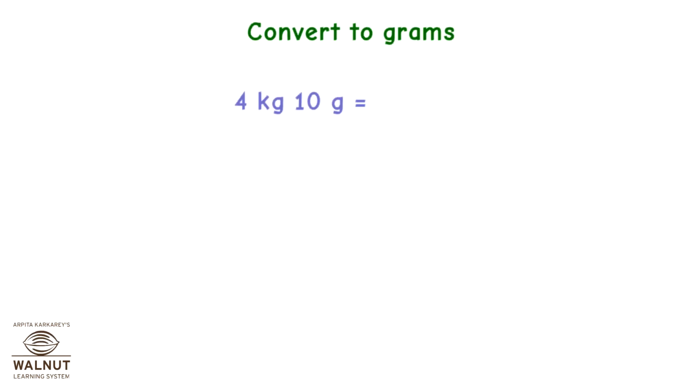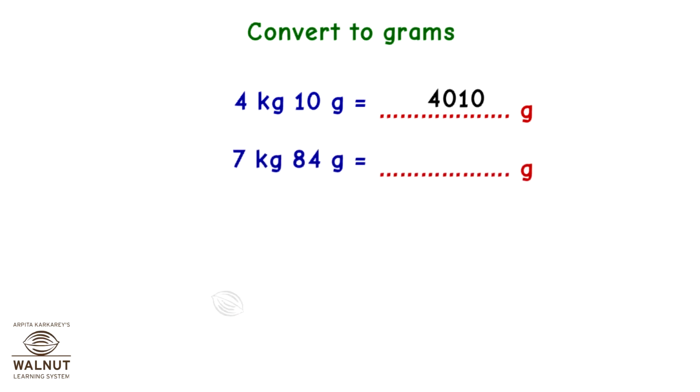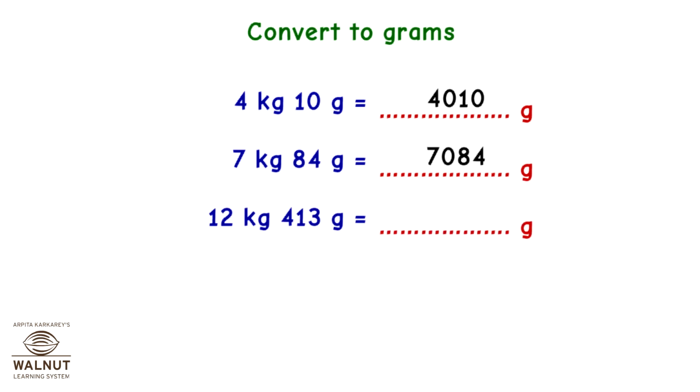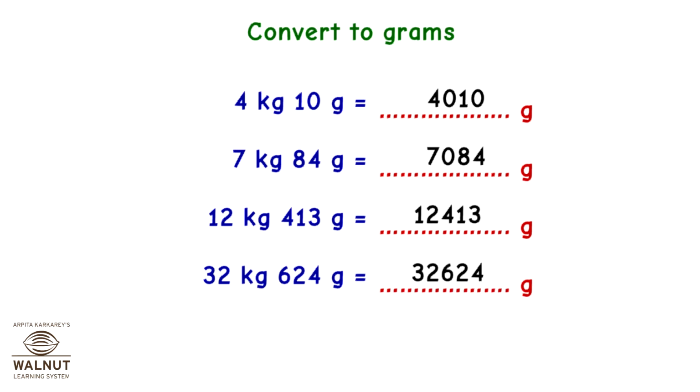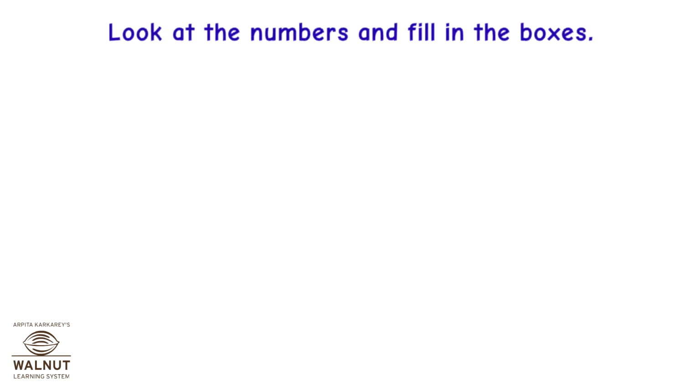Convert to grams. 4 kg and 10 g is equal to 4,010 grams. 7 kg and 84 g is equal to 7,084 g. 12 kg and 413 g is equal to 12,413 g. 32 kg and 624 g is equal to 32,624 g. Look at the numbers and fill in the boxes.